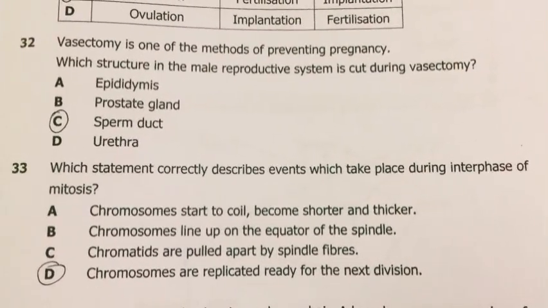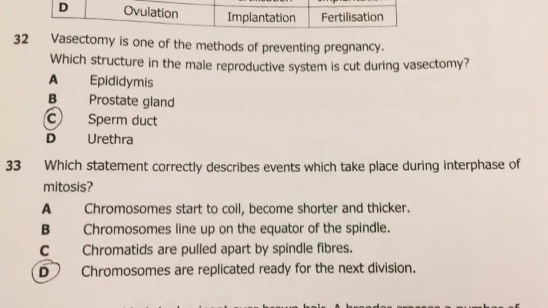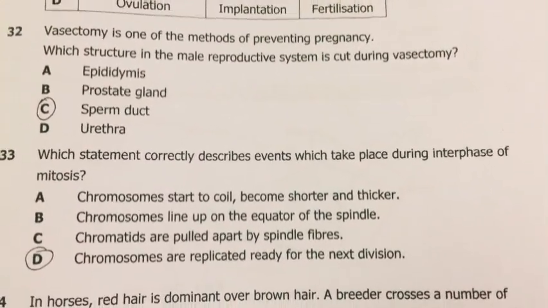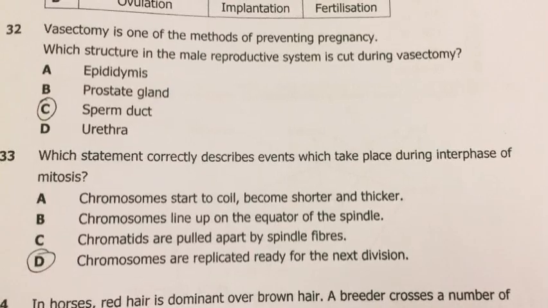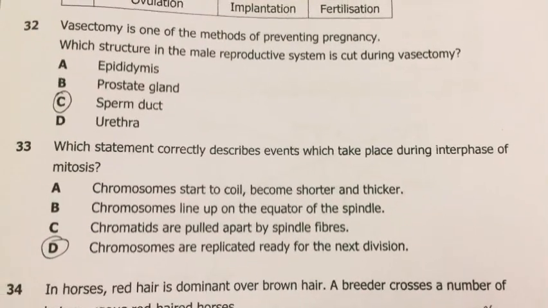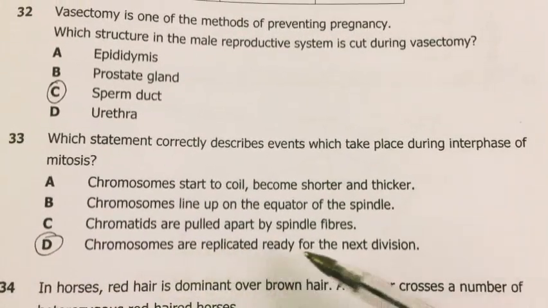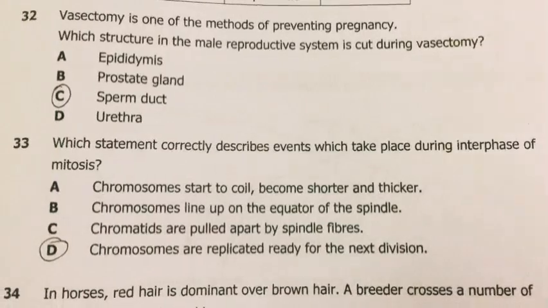Chromosomes are replicated ready for the next division. Inter means between phases. After interphase, what follows is prophase, and then metaphase, then anaphase, then telophase. Otherwise, chromosomes are replicated ready for next division. D is the answer.